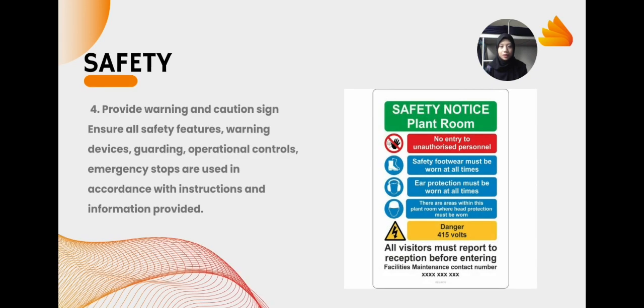Last but not least, the company should provide warning signs and caution signs as shown in the picture. It is important because it ensures all safety warning devices, guarding, operational controls, and emergency stops are used in accordance with the instruction and information provided.